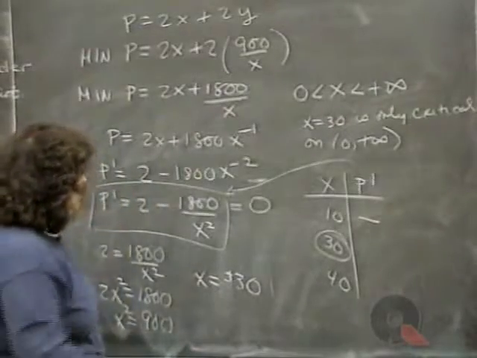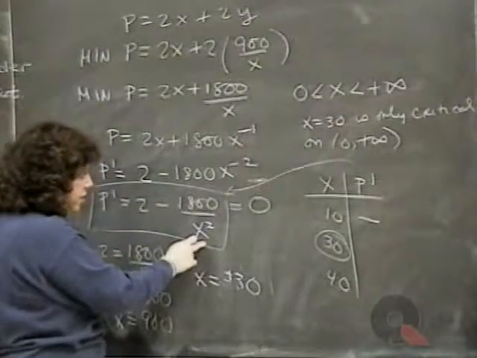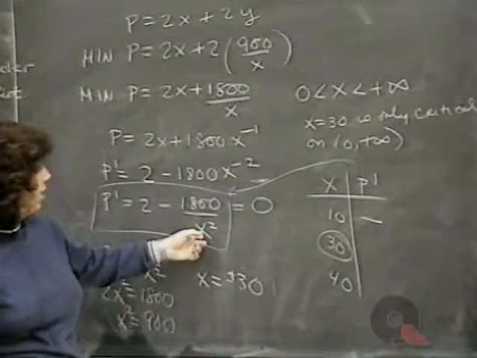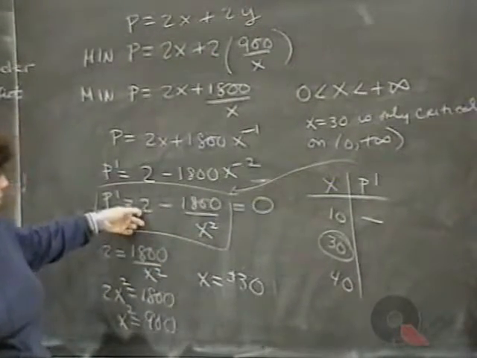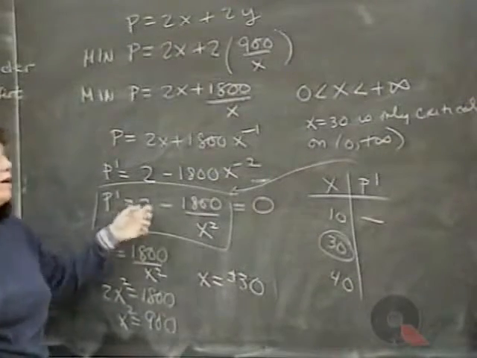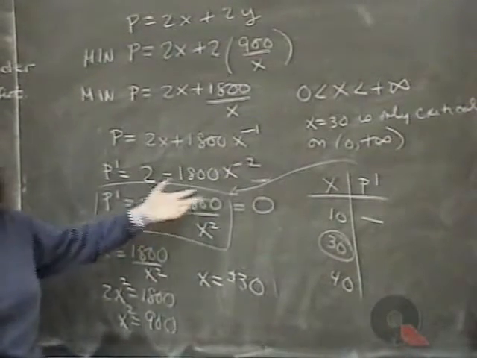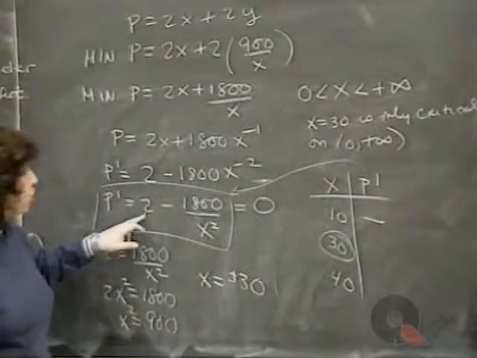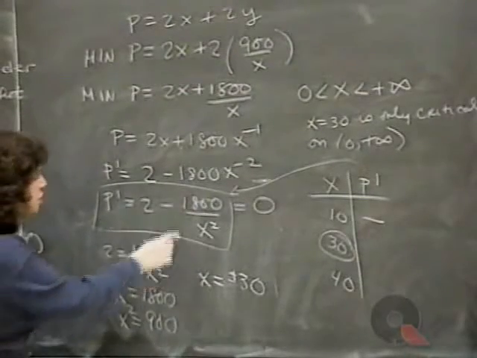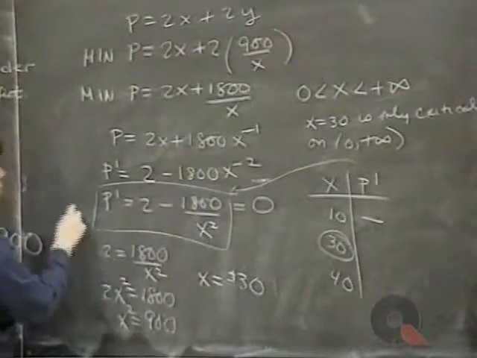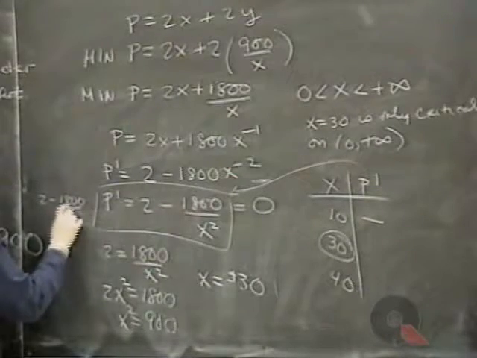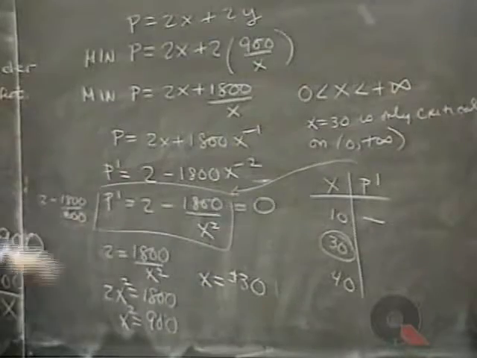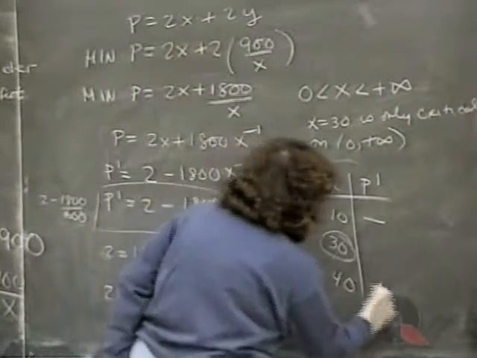If you substitute in 40, you get 2 minus 1800 over 1600. Okay, so 3200 over 1600 minus 1800 over 1600, it's positive.